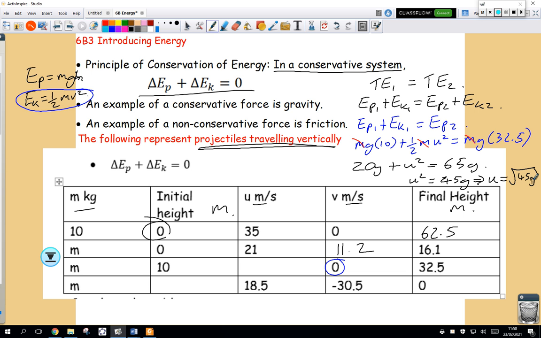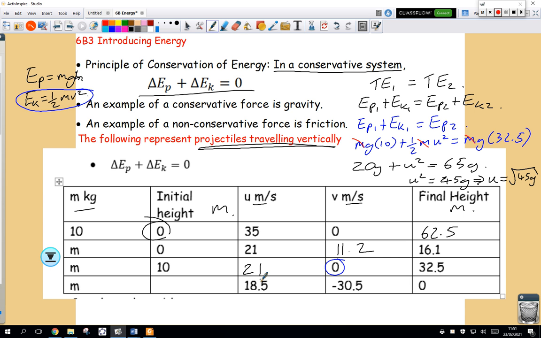I'm going to use my calculator. I'm going to take g to be 9.8, square root of 45 times 9.8, and I'm getting 21 for that one. Okay, so 21 meters per second. This is something that's launched at 21 meters per second vertically upwards.